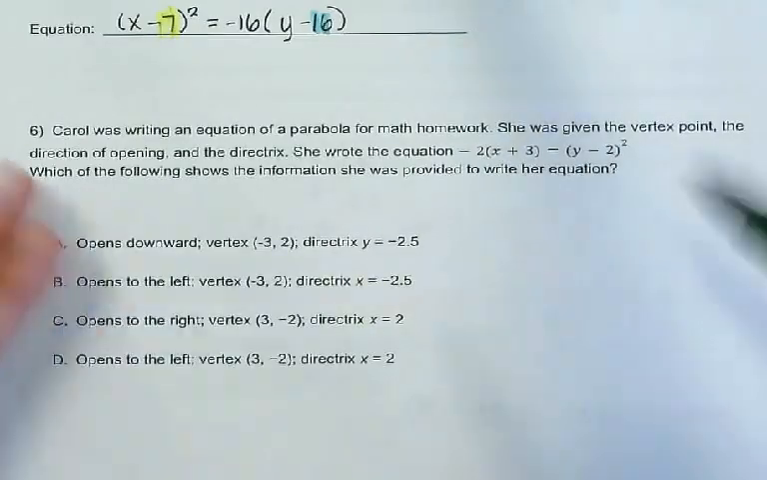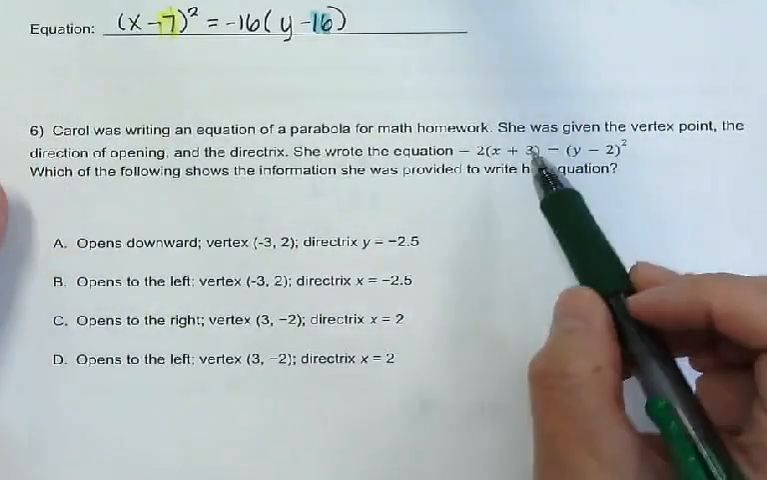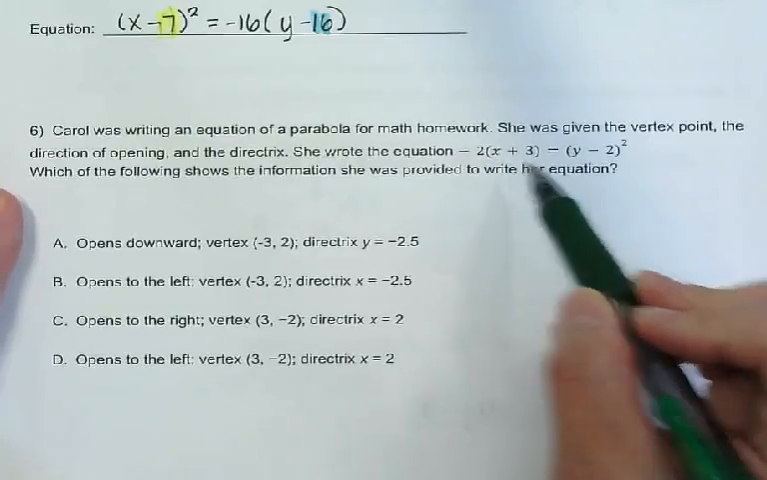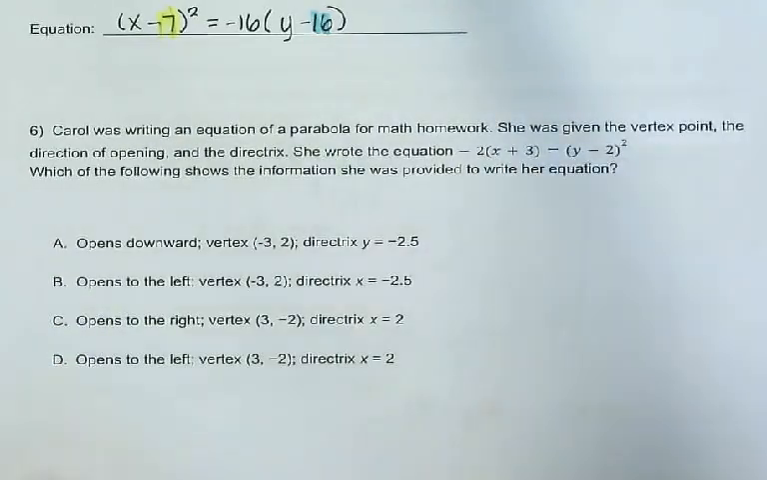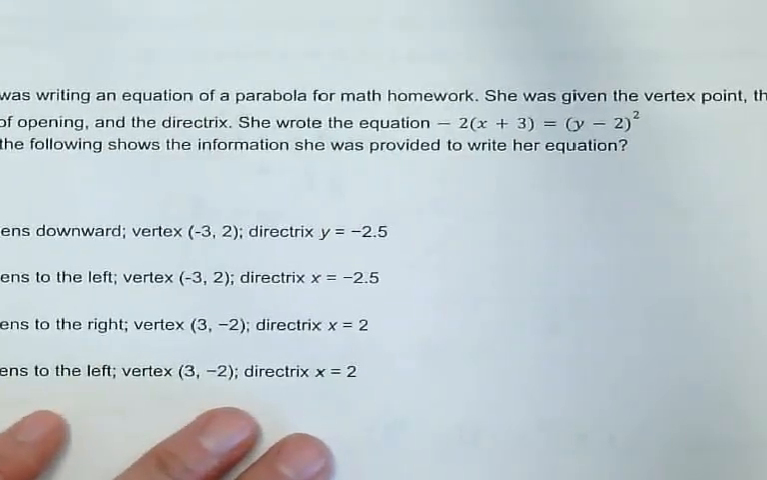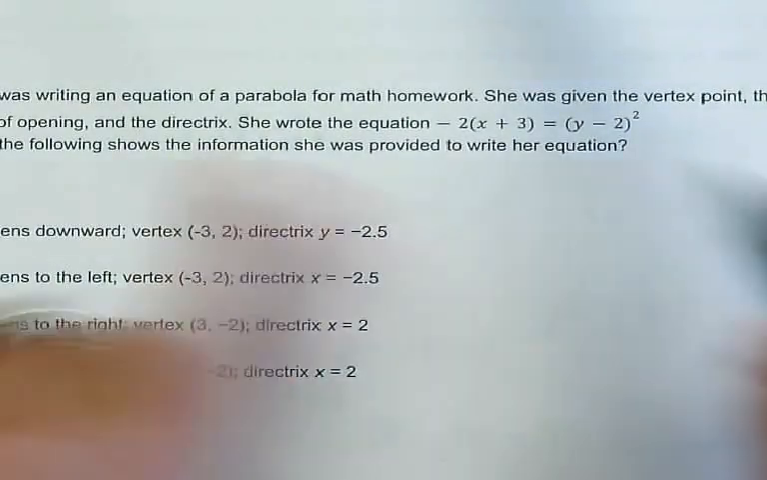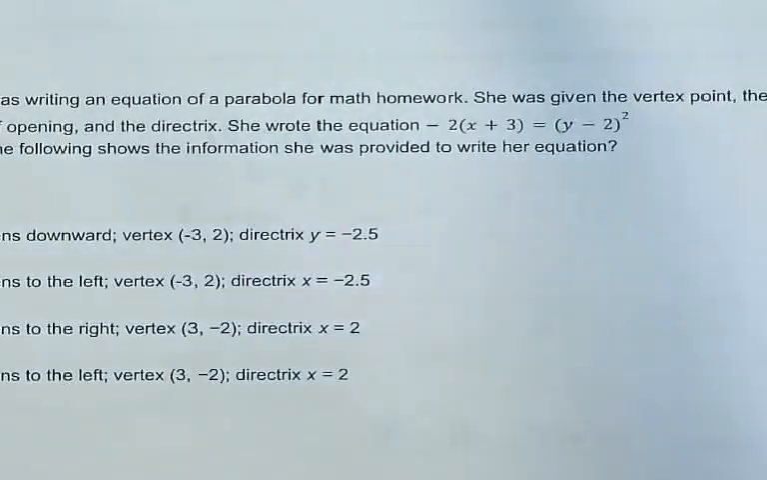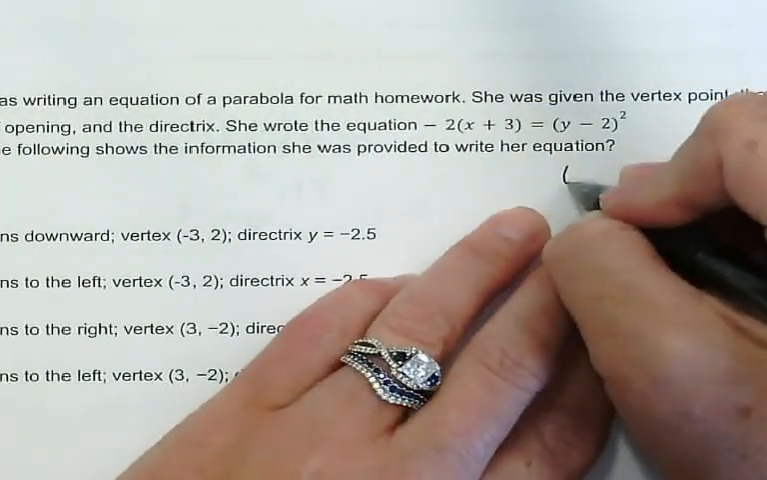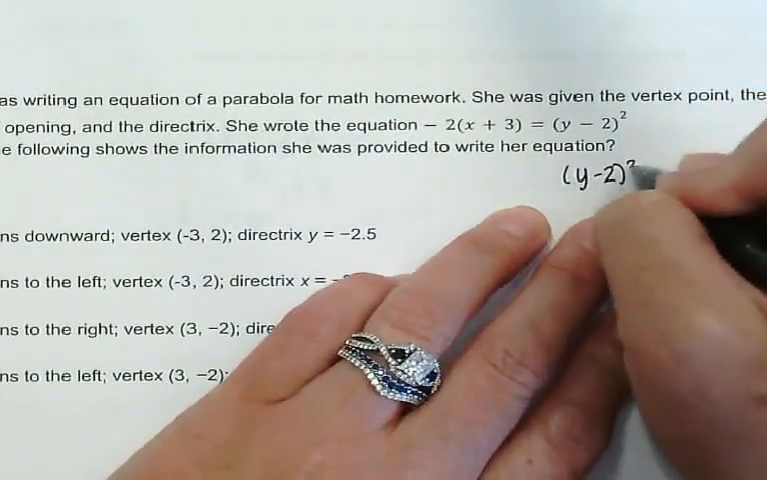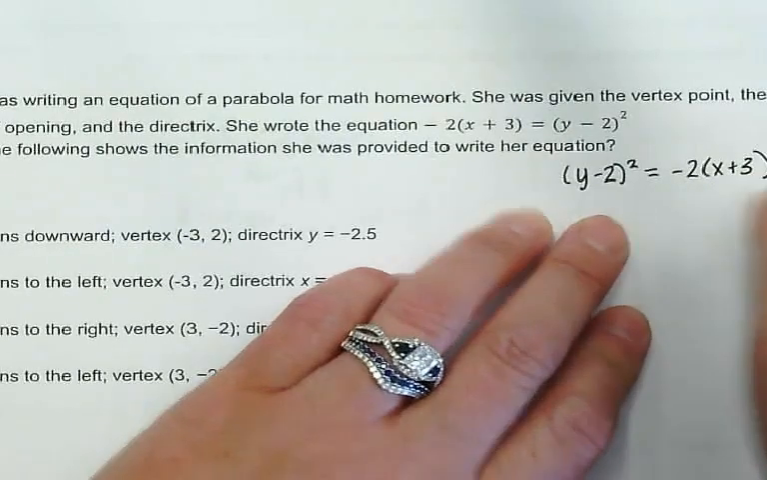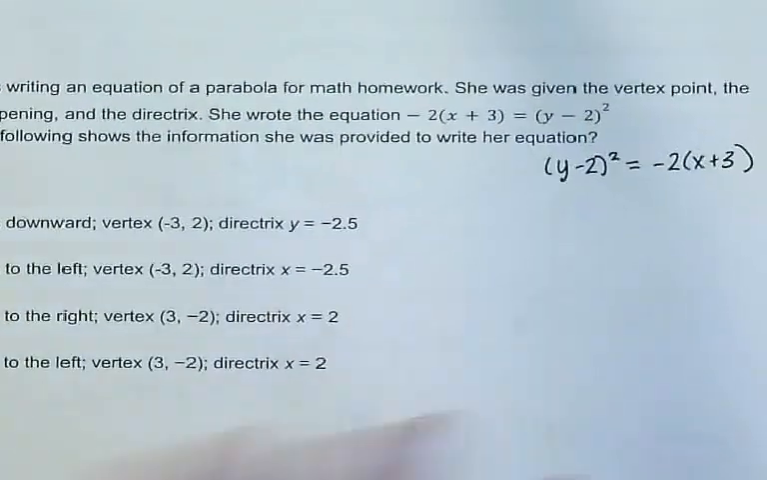Now, it looks a little different. We're used to the squared being on the left side. This time it is on the right side. It doesn't really matter, all right? Don't get confused. I could switch this around. You could flip it if you really wanted to, where it is y minus 2 squared is equal to negative 2 times x plus 3. So don't get messed up if it's flipped.